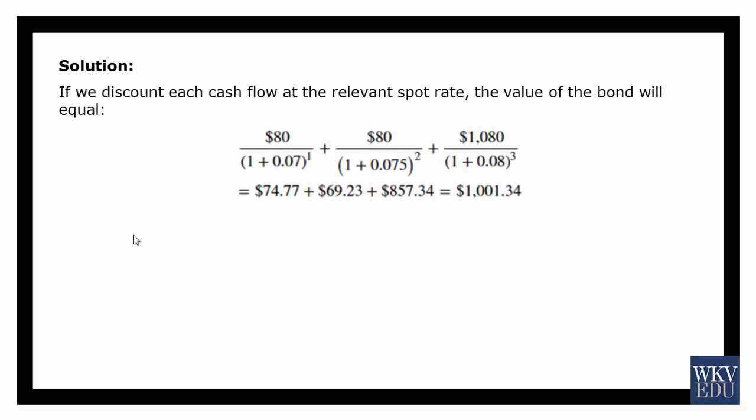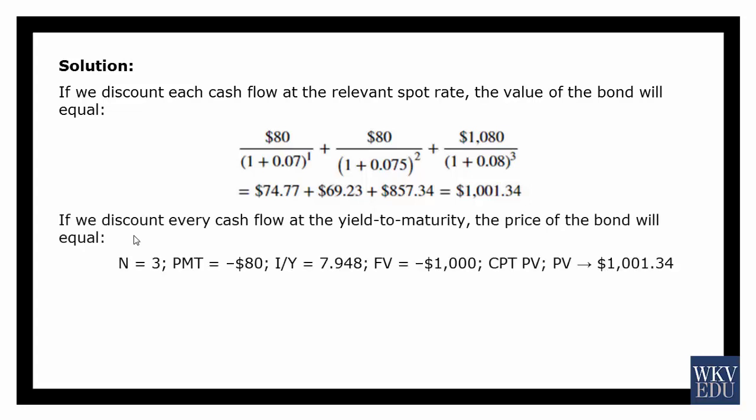If we discount each cash flow at the relevant spot rates of 7%, 7.5% and 8%, we arrive at a value of 1001.34. However, the current bond was selling at a yield to maturity of 7.948%, and if we plug in I/Y as 7.948, we still get the same value, and therefore we can say that YTM is a weighted average of the different spot rates.